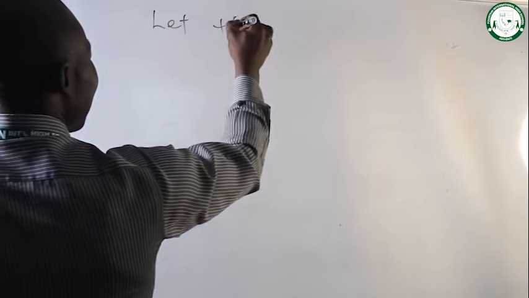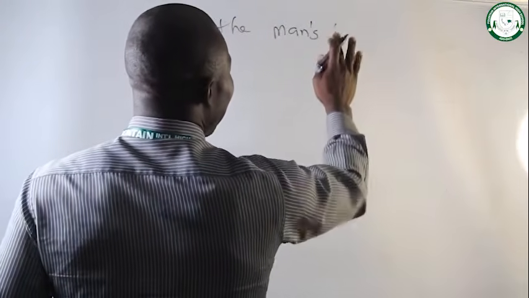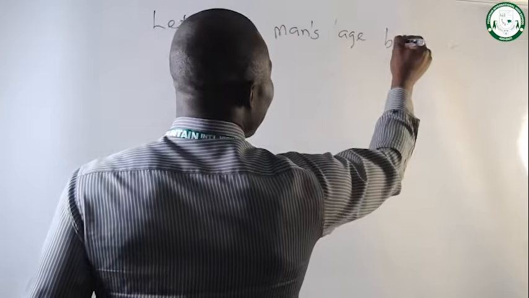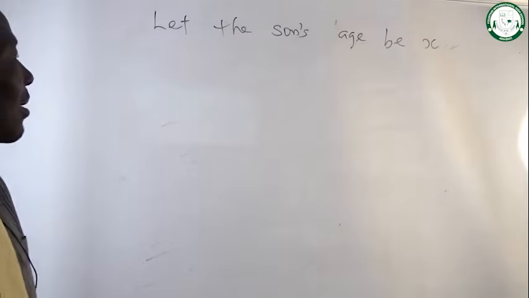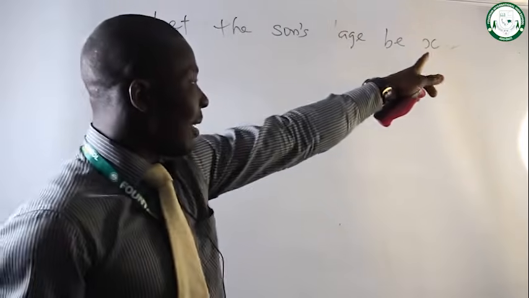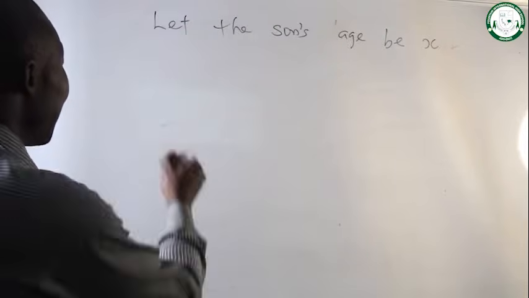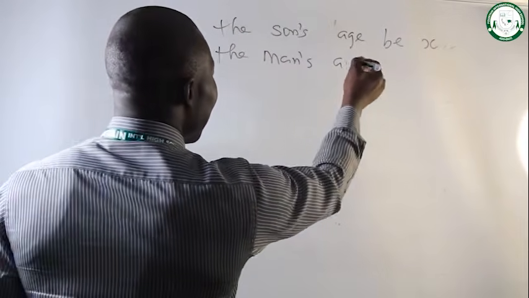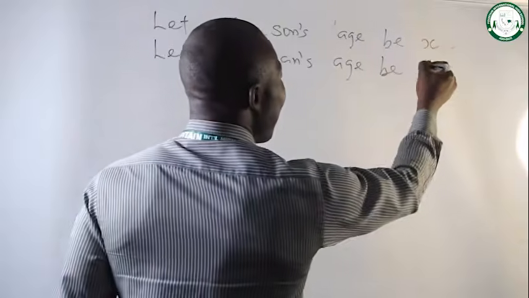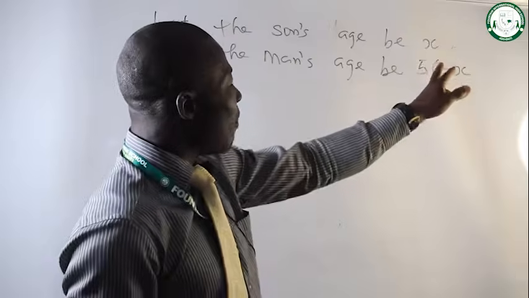Let's say the man's age be X. Let the son's age be X. If the son's age is X, let's now say the man's age be 56 minus X. We are given that the sum of their ages will give me 56.